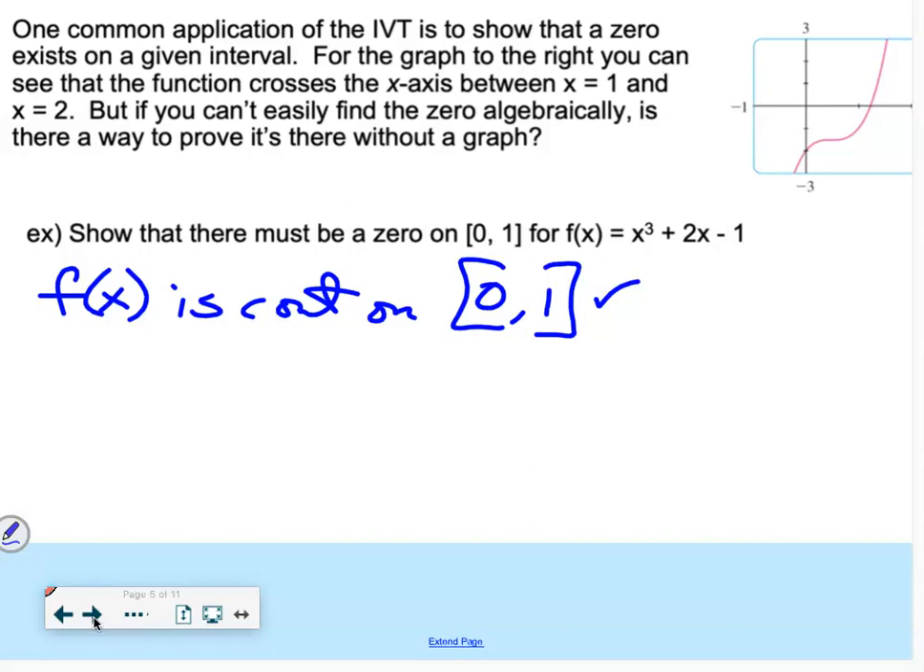Anyone know the second condition? You guys have it in your notes somewhere. Tyler. Good. So for this problem, what's our N? It is 0. Well done. So we need to know that 0 is between f of 0 and f of 1. How are we going to know if 0 is between f of 0 and f of 1? Tyler, what would be good things to find?